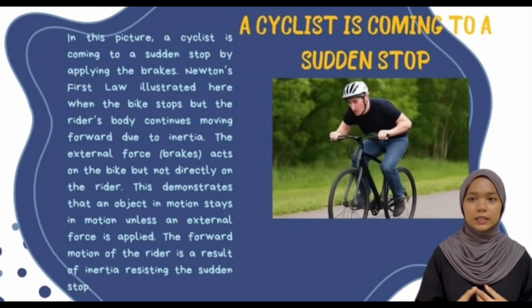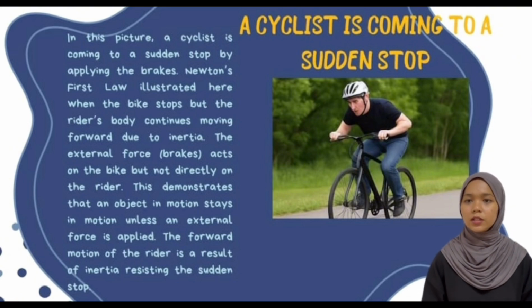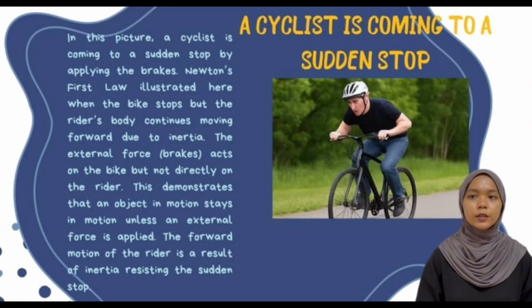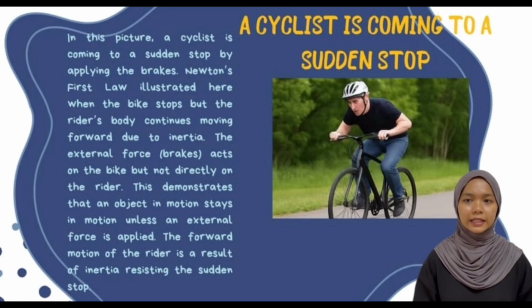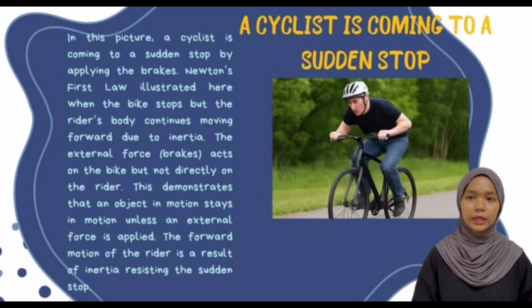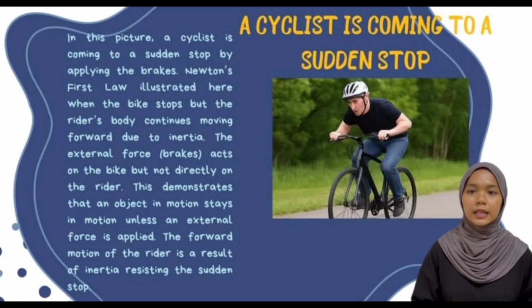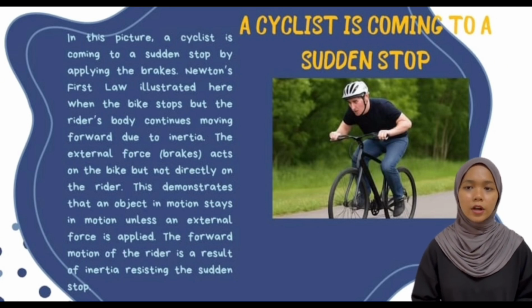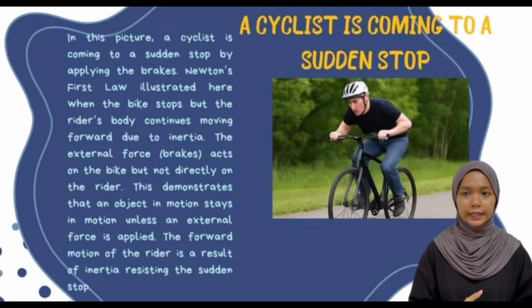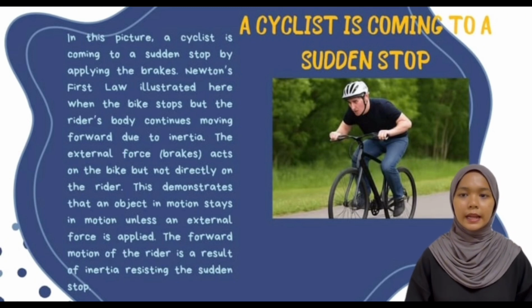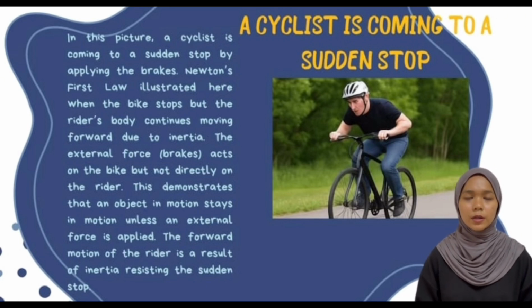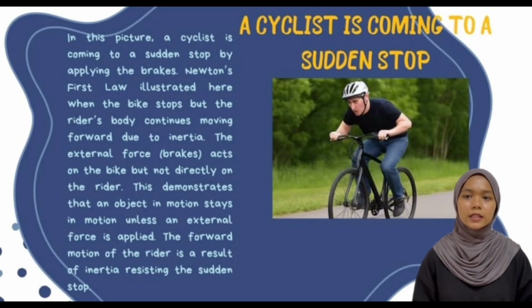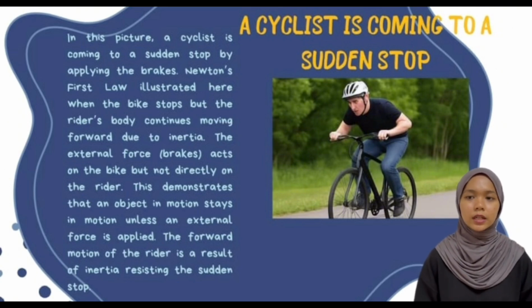In this picture, the cyclist is coming to a sudden stop by applying the brakes. Newton's first law is illustrated here when the bike stops but the rider's body continues moving forward due to inertia. The external force, the brakes, acts on the bike but not directly on the rider. This demonstrates that an object in motion stays in motion unless an external force is applied. The forward motion of the rider is a result of inertia resisting the sudden stop.